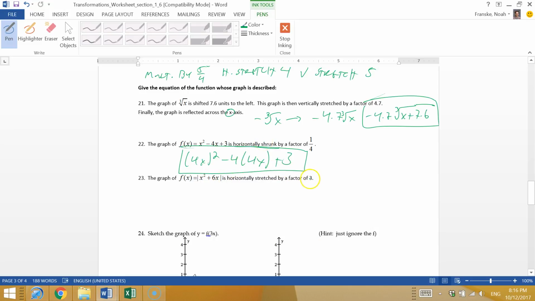Now we are horizontally stretched by a factor of 3. That's going to need a 1/3. So we're going to have absolute value of 1/3 x cubed plus 6 times 1/3 x. We can simplify that. It's not too bad, but that's all we have to do.